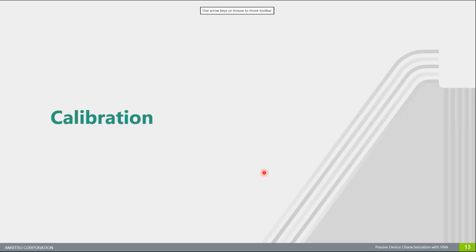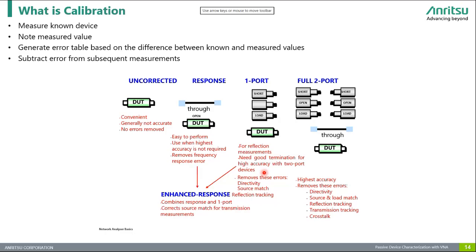Now, we will discuss the calibration part. The slide explains one of the most critical steps in ensuring accurate VNA measurements, calibration. Calibration is the process of removing systematic errors from your measurement setup. It starts by measuring a known reference device, comparing the measured value to the expected one, and then generating an error correction table. This error data is then subtracted from all subsequent measurements to improve accuracy.